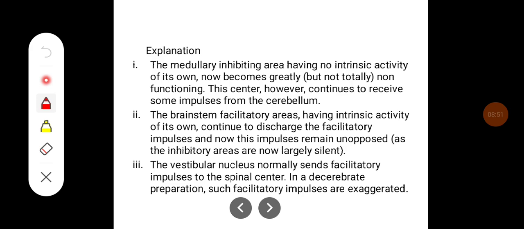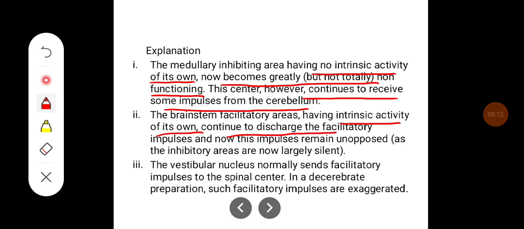The medullary inhibiting area, having no intrinsic activity of its own, now becomes greatly but not totally non-functioning. This center, however, continues to receive some impulses from the cerebellum. The brainstem facilitatory areas, having intrinsic activity of their own, continue to discharge facilitatory impulses, and now these impulses remain unopposed as the inhibitory areas are now largely silent.